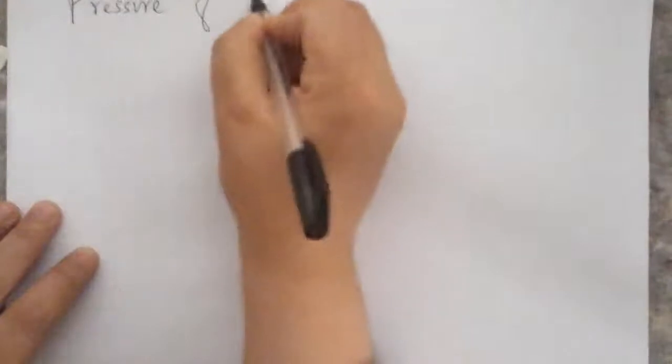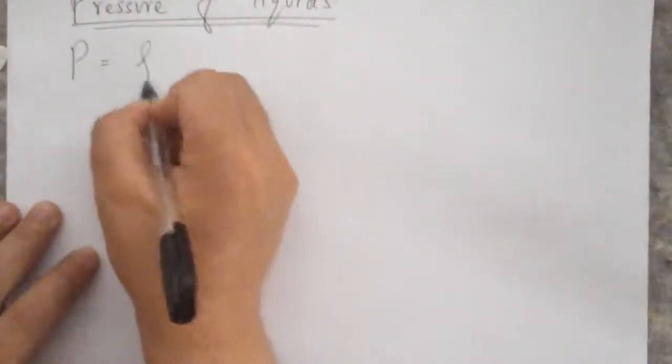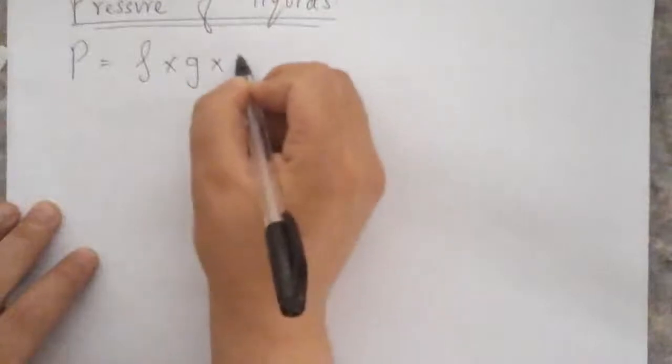Now what about pressure of liquids? The pressure of liquids is the same. Pressure is equal to rho multiplied by g multiplied by h. Okay, it is the same.